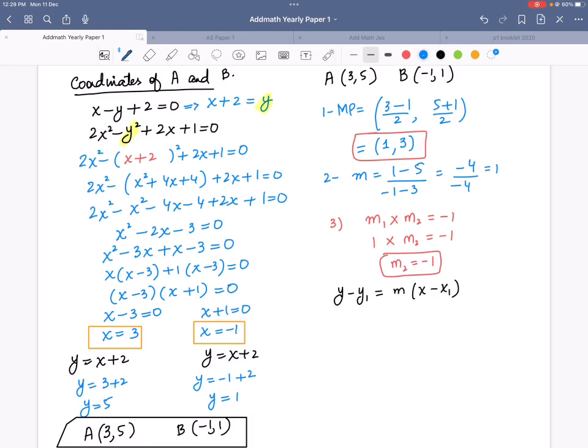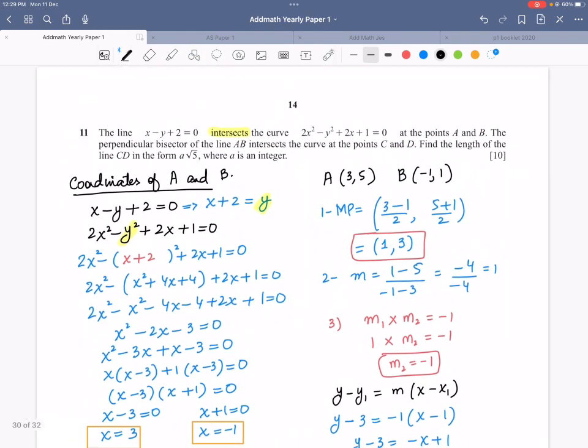Placing the values for x and y. So y minus y1, and x1 is the midpoint, right? So y minus 3 equals m, which is -1, times (x minus 1). Simplify: y minus 3 equals minus x plus 1, and if you arrange it, it will be x plus y equals 4. That is your equation of the perpendicular bisector.